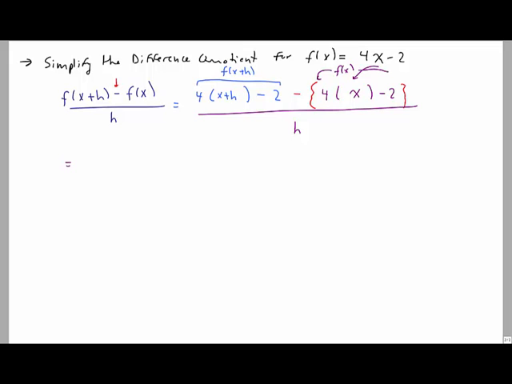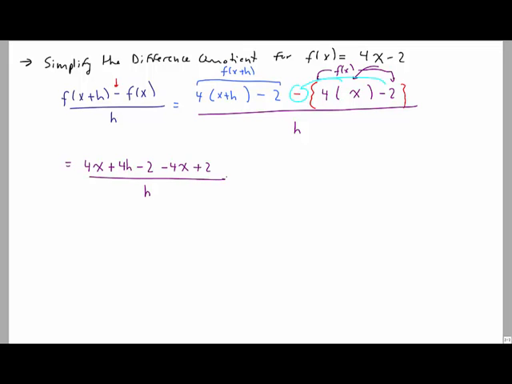And being able to work with the difference quotient is going to be really important. So what we'll do to get started here is distribute the 4. So I'll have 4x plus 4h minus 2. That comes from here. And then I'm going to take this negative and distribute it to the first and second part here. So I'll have a minus 4x plus 2 all over h.